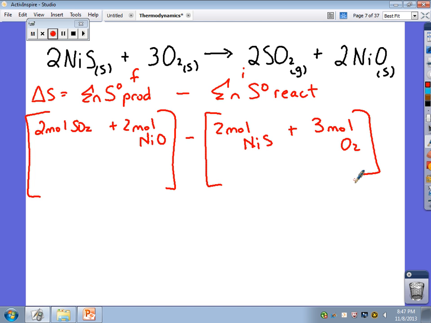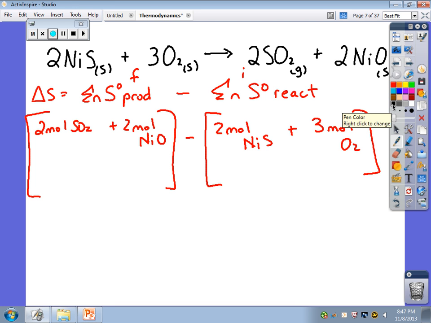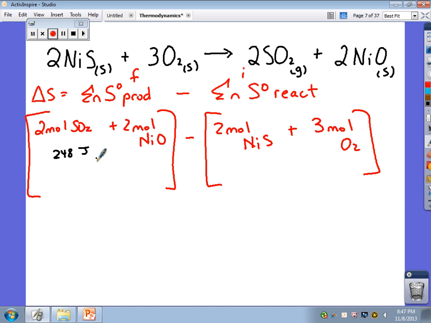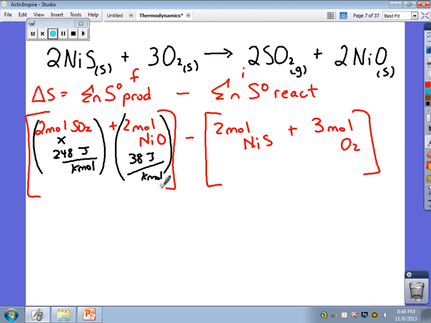Now I'm actually going to fill in number values that I get off a chart. Often they give them to me in a problem. And for SO2, that is 248. And the units for S, which we'll go into later, are joules per Kelvin mole. Since I have 2 of them, I'm going to multiply. Plus, okay, so this is like a little mini set inside this bracket. I have 2 moles of NiO, and this is 38 joules per Kelvin mole. Now if I was to stop and do my math right now, I would get 496 for this, and I would get 76 for this. Now, those get added together.